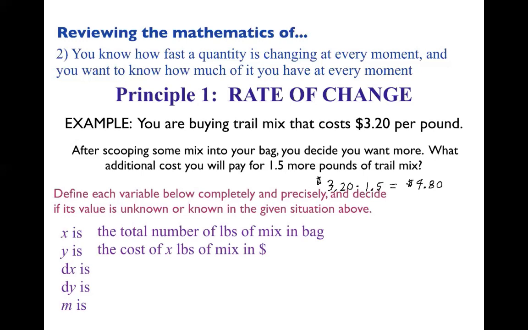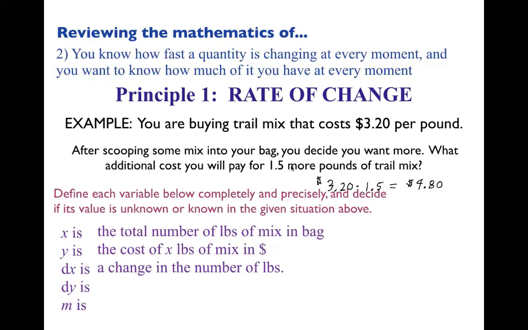And notice what happens. Does y vary? Yeah, y varies as x varies. So as x increases, y is going to increase along with it. So what is dx? We talked about this in this scenario. X is the total number of pounds. Then dx is a variation in the number of pounds. A change in the number of pounds, or a variation in the number of pounds.